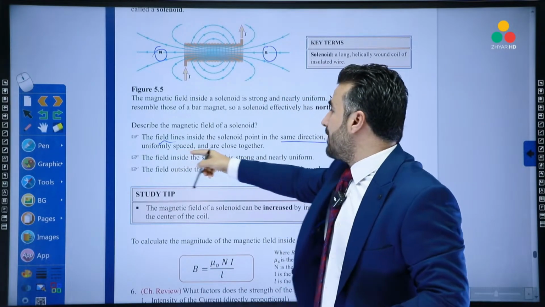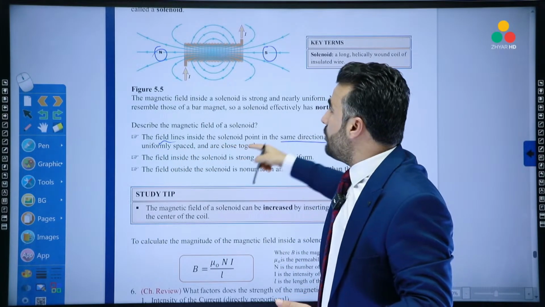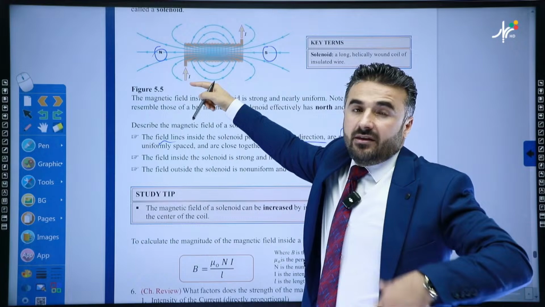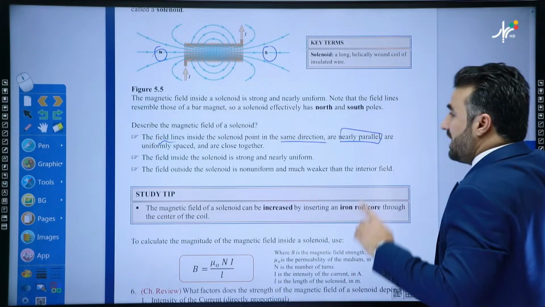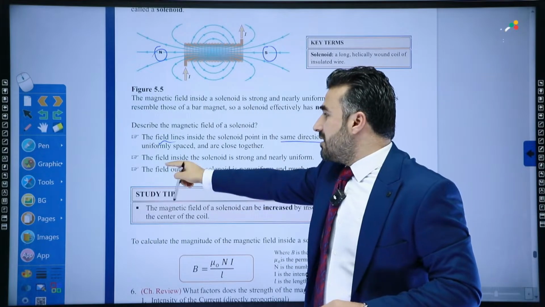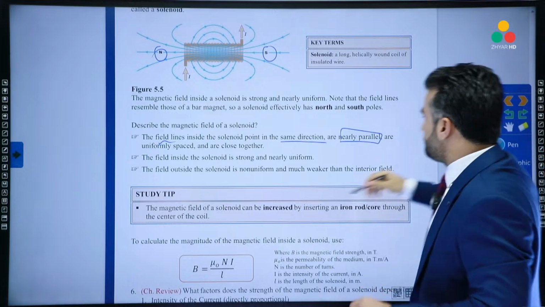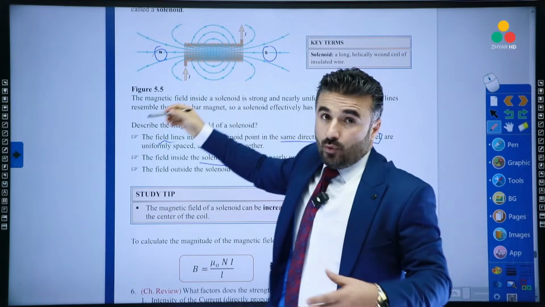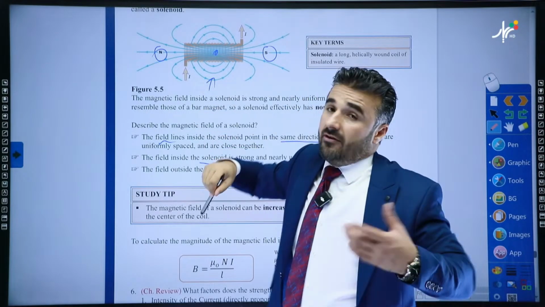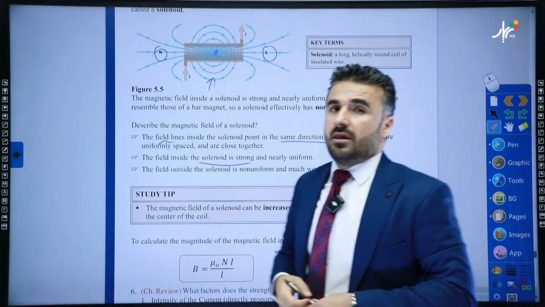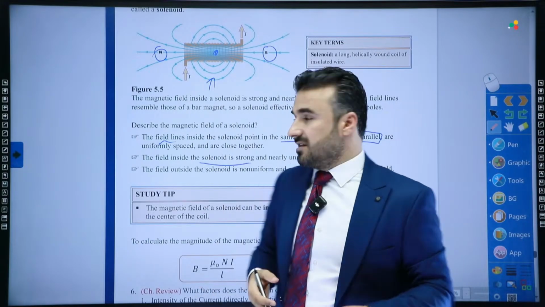What about the second point? You can say the field lines are uniformly spaced, and of course they are closer together. We've learned that the closer the magnetic field lines are to one another, the stronger the magnetic field. That is point one. What about point B? It says the field inside the solenoid is strong and nearly uniform. If I ask you at which location the magnetic field is stronger, somewhere outside the solenoid or inside the solenoid? Of course, inside the solenoid. Why? Because the magnetic field lines are nearly parallel, and there are many magnetic field lines. This makes it stronger here.